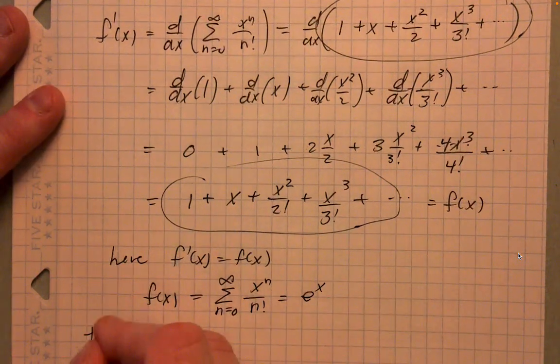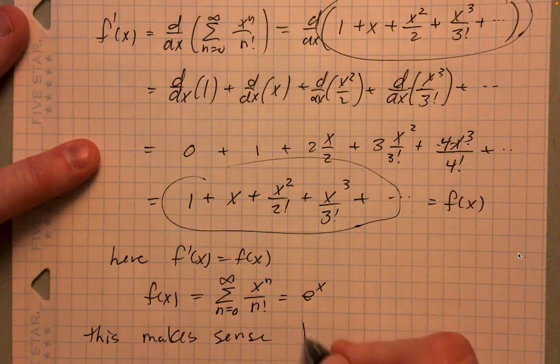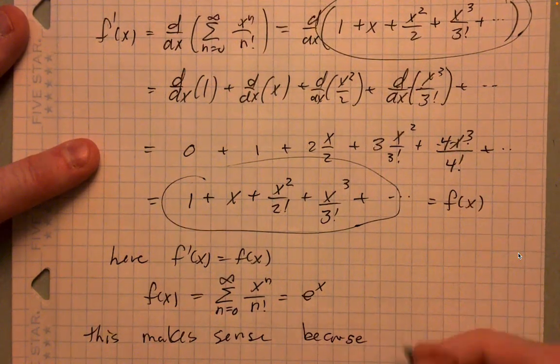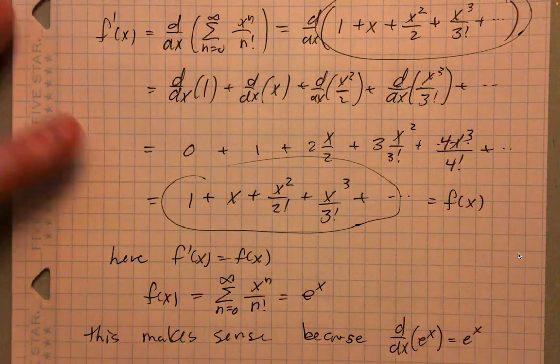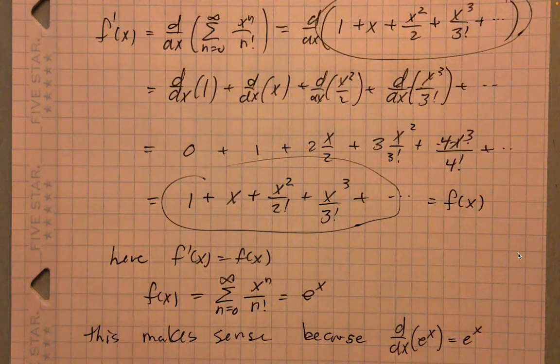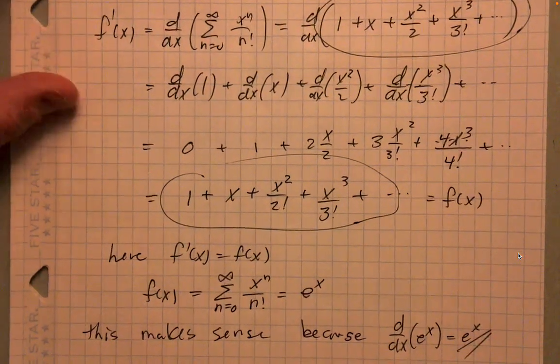This makes sense because when we differentiate e to the x, what do we get? We get e to the x, right? So naturally, its power series is going to be basically a facsimile of e to the x, and so when we differentiate it, we ought to get the same function back, and we do. Very nice. That's not going to be true in general, but it's true of this one. Okay, so very, very cool.